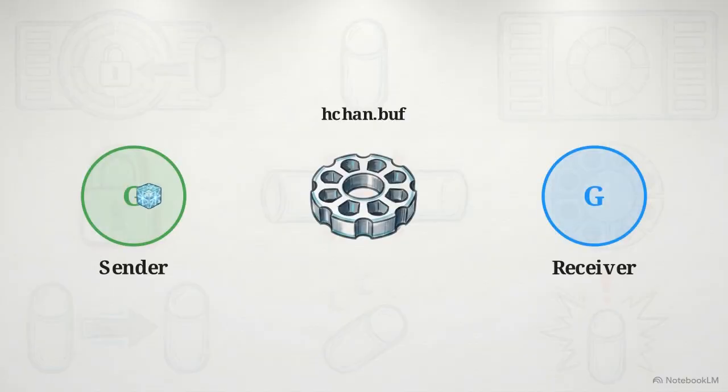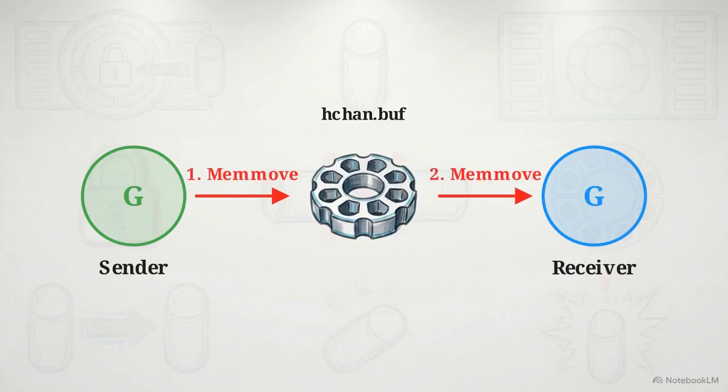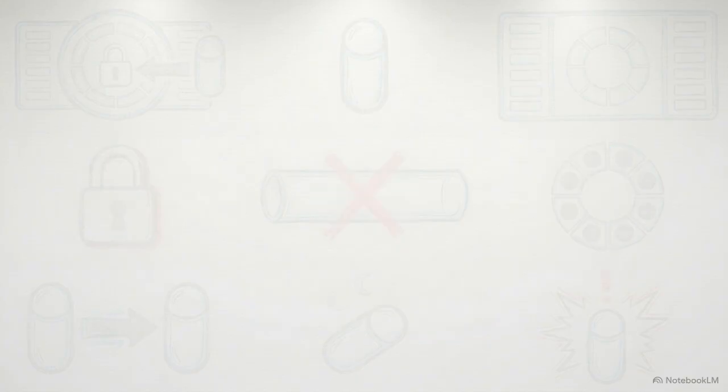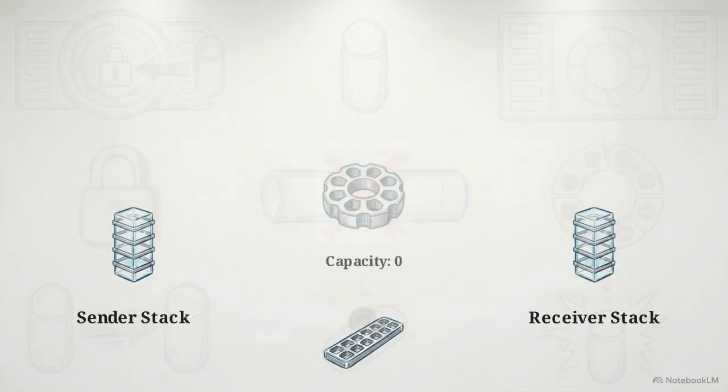Because the sender copies data into the array, and a receiver later copies it out, the buffered path requires 2 separate memory moves. This makes the buffer a storage compromise for when Go routines cannot meet synchronously. On an unbuffered channel, the synchronization happens immediately.